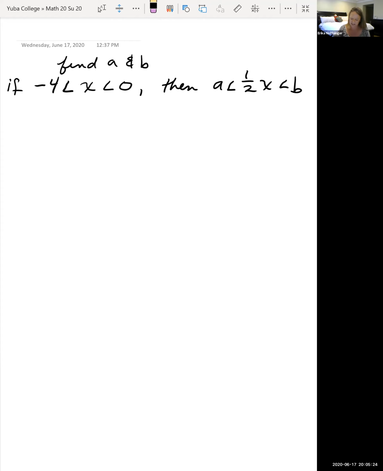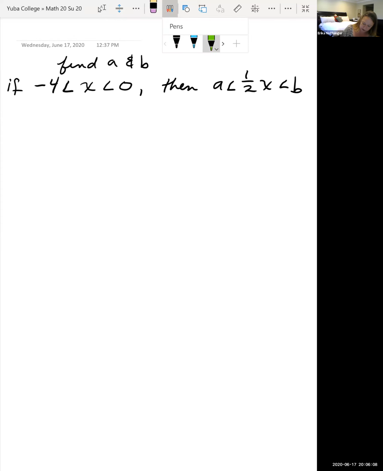If this inequality holds true, -4 is less than x is less than 0, then what is a, which is less than 1/2 x, which is less than b? What is b? So basically, all we're trying to do is manipulate what's in between the two inequalities to look the same, to look like what we have over here. I noticed in order to get a 1/2 x in here, I have to multiply this by a half. But if I multiply this by a half, I have to multiply each side of the inequality by a half.